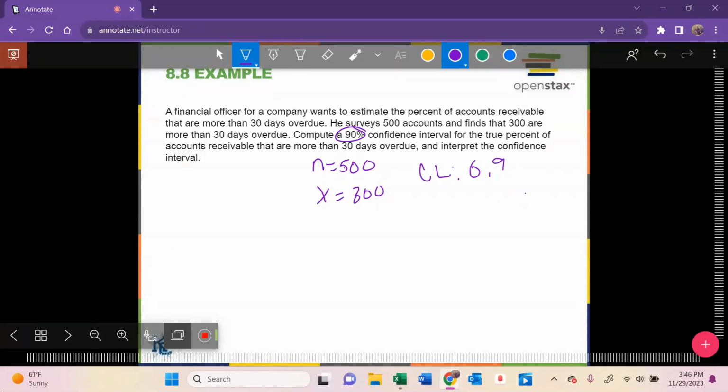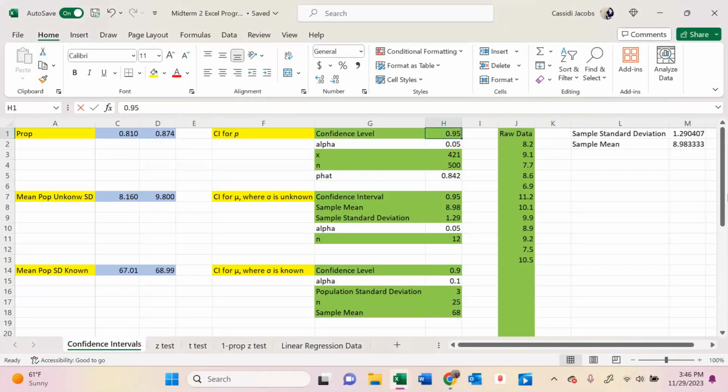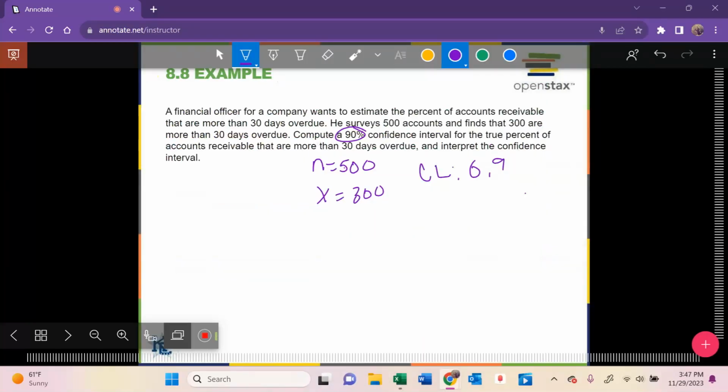So we jump over to our Excel document and we can input 0.9. Our X was 300. Our N was 500. And so our confidence interval is 0.564 to 0.636. So we're looking at 0.564 is less than or equal to our population proportion, which is less than or equal to 0.636.